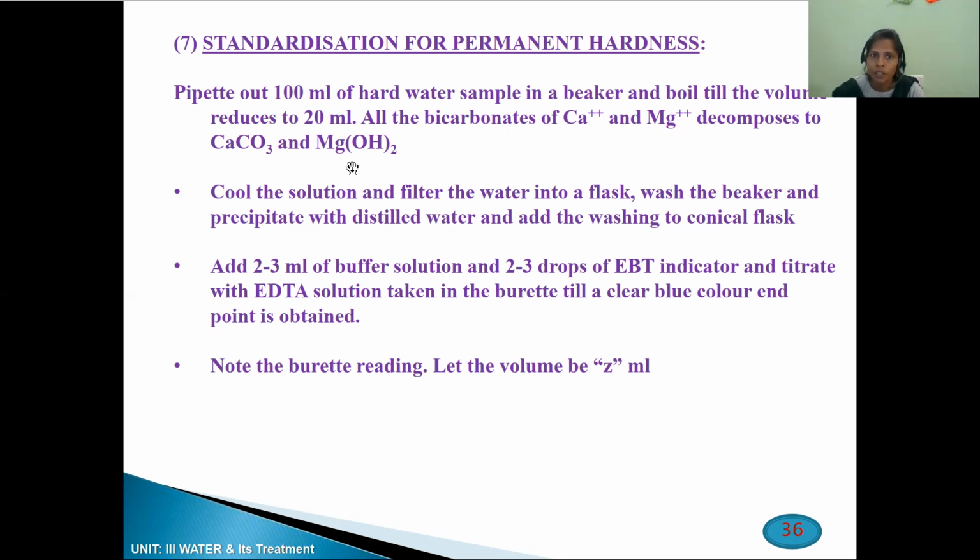So cool the solution. That means whatever 20 ml we got, cool that water and filter the water into a flask. First filter that water and wash the beaker and precipitate with distilled water and add the washing to the conical flask. That means here we are adding some amount of water. Add 2 to 3 ml of buffer solution and 2 to 3 drops of EBT indicator in the conical flask and titrate it with EDTA till the color changes to blue.